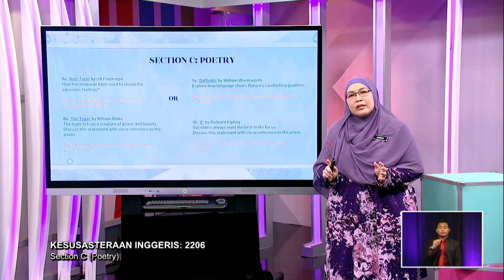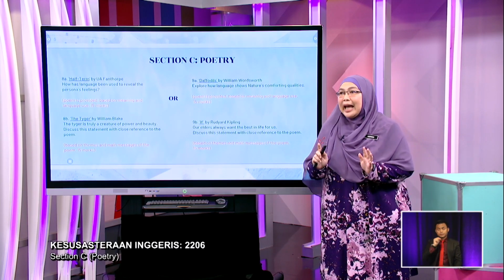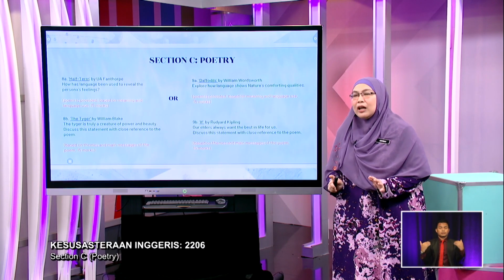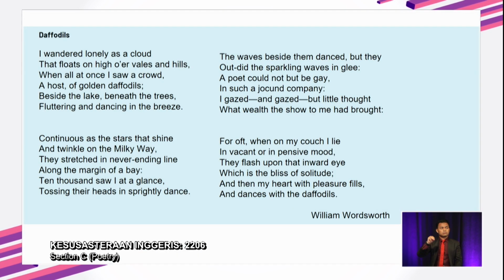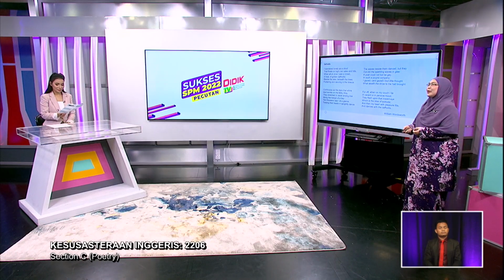So let's imagine that this is the morning of the exam and you have 4 options there. You have Half Term and Tiger, 8A and 8B. You also have there 9A, 9B, 2 more poems, right? So now what do you do? You are supposed to make a choice. You are going to choose whether to answer Half Term and Tiger or answer Daffodils and If. Any of these poems sound familiar? Quite. Daffodils, I think. All right, okay.